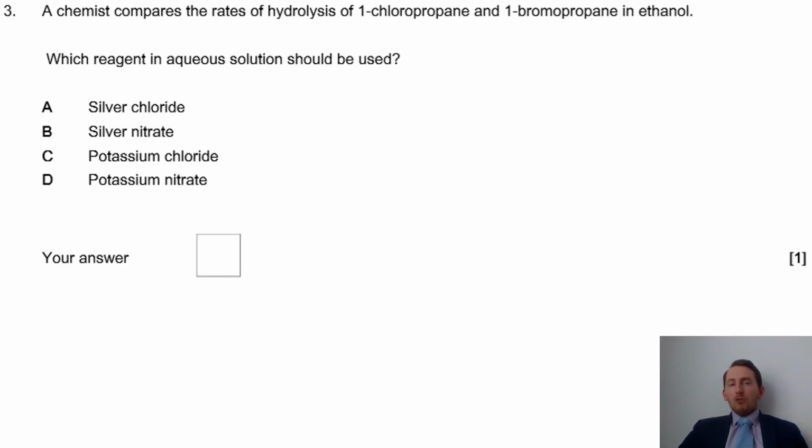Third question, rate of hydrolysis, 1-chloropropane and 1-bromopropane. What reagent in aqueous solution should be used? Of those there's only one that we would use because it forms an insoluble precipitate with the selected halide, and that would be silver nitrate. That would be B.